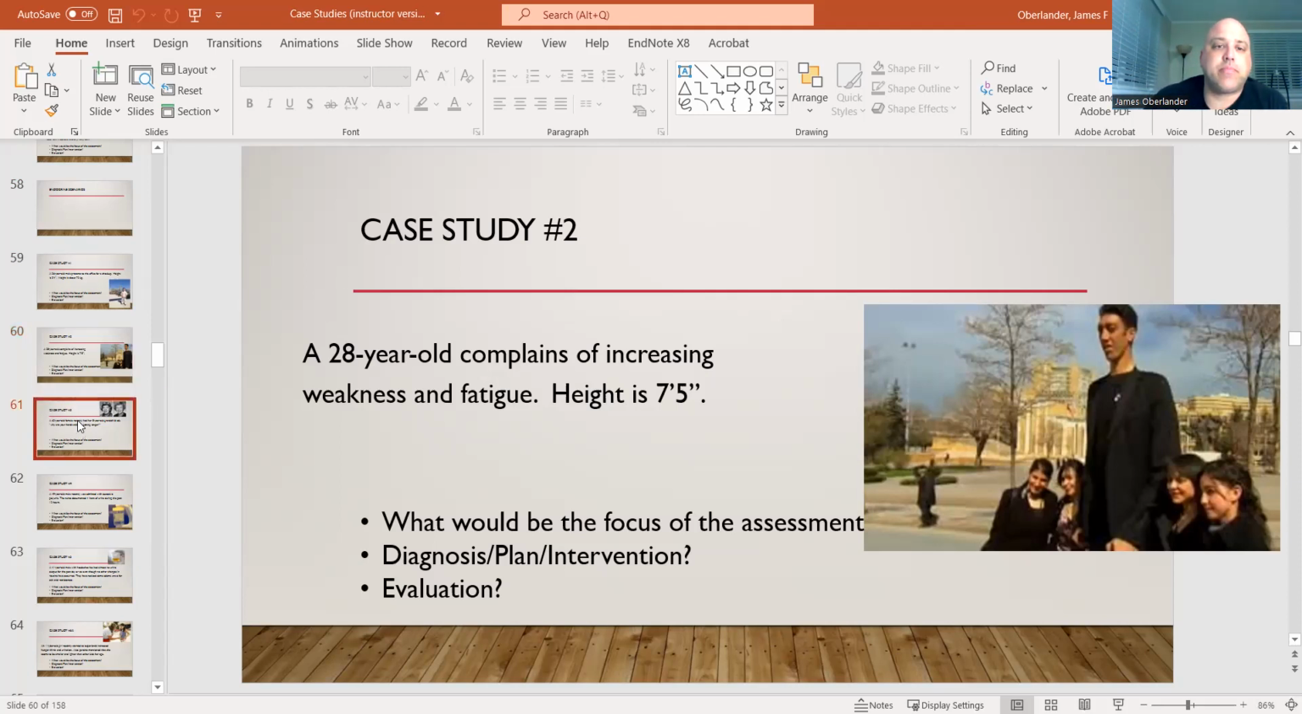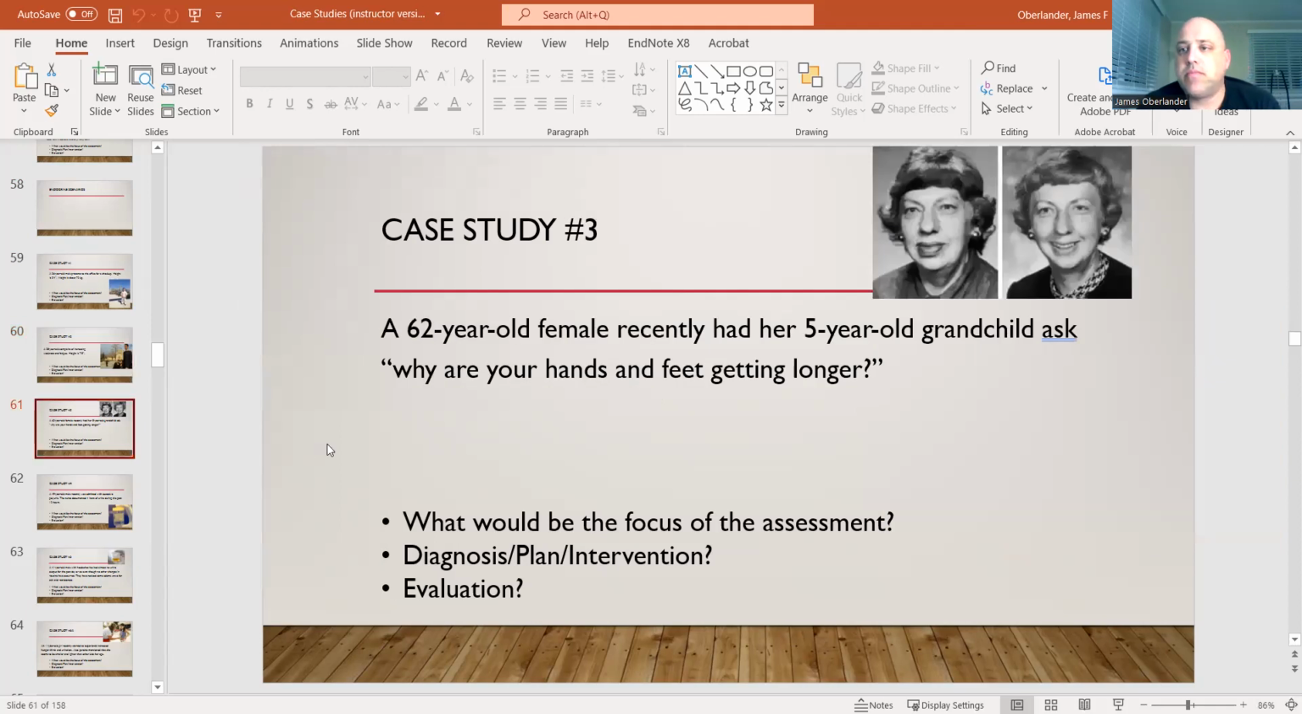All right. There we go. What is it? Actually, I'm just going to do this one. This is acromegaly. You see the before on the right and the after on the left. This is what happens from too much growth hormone after puberty. Why? A tumor. And so we would cut it out.